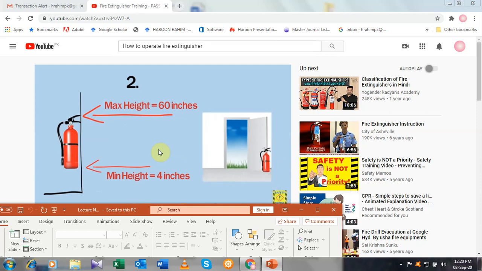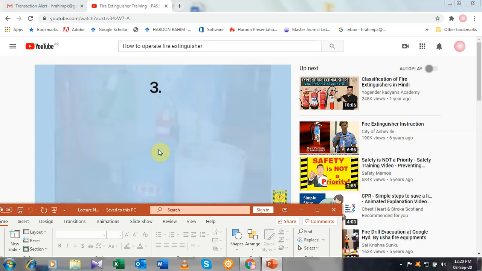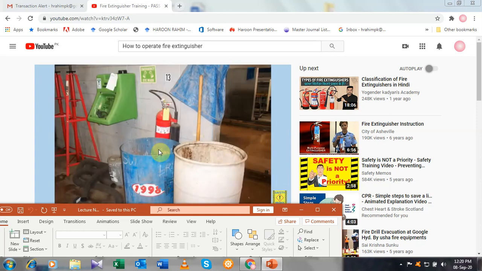It is stored in a suitable area, ready to be used.